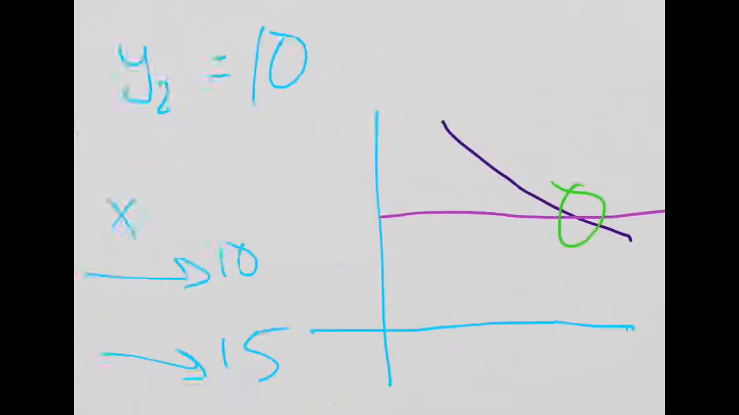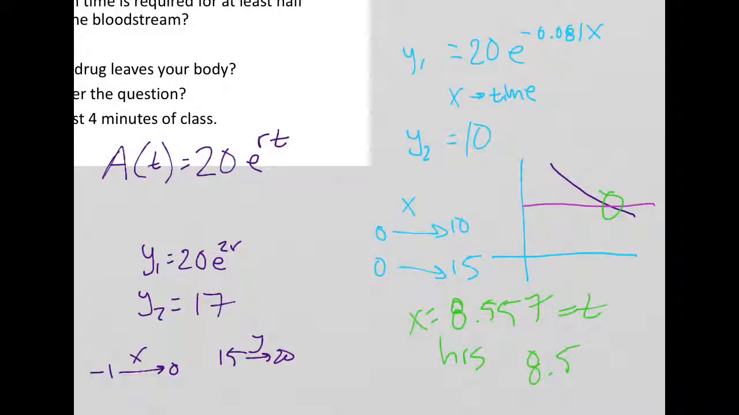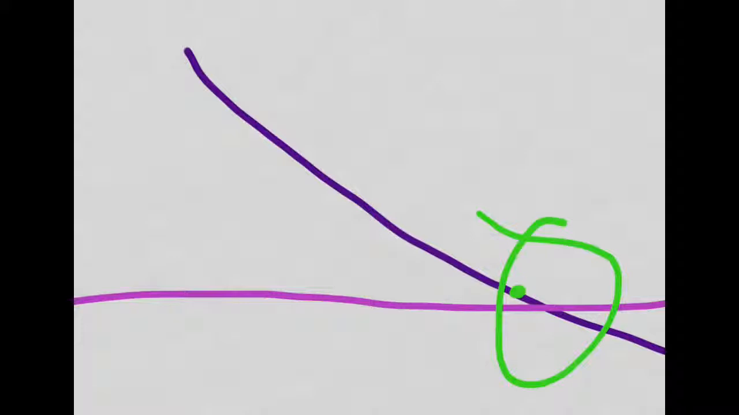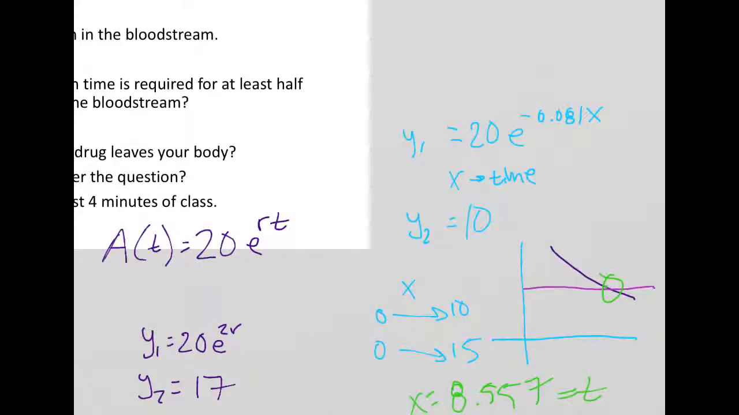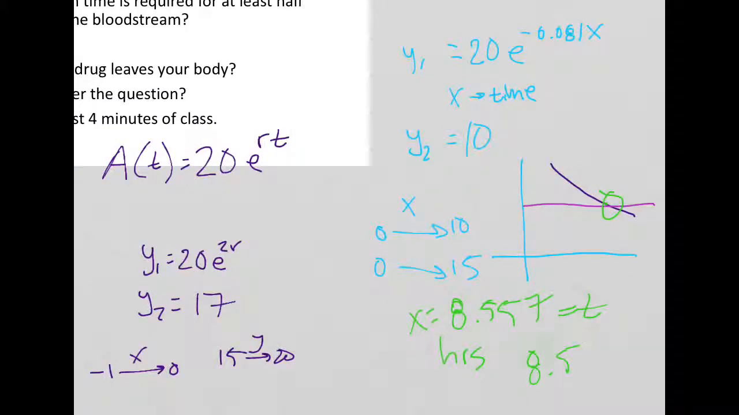And at that point, if we are at an x value ahead of 8.557, that means we are technically somewhere about there, and that is above that line, meaning that we still have more than half in our body at that time. So we would have to answer this as 9 hours. That would be when we could confidently say that there's less than half of the medicine currently in our bloodstream.